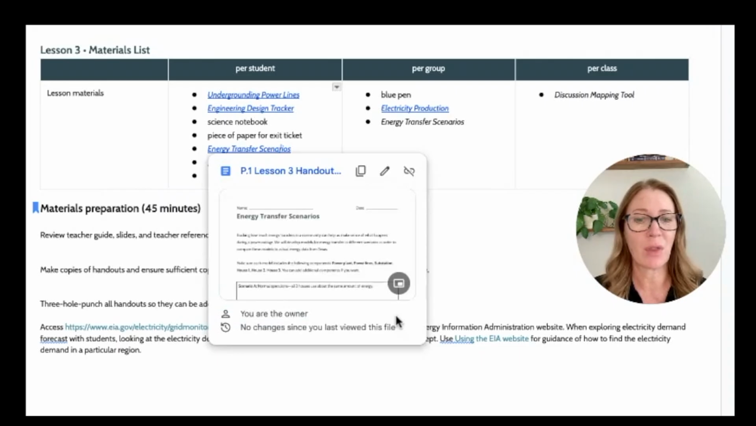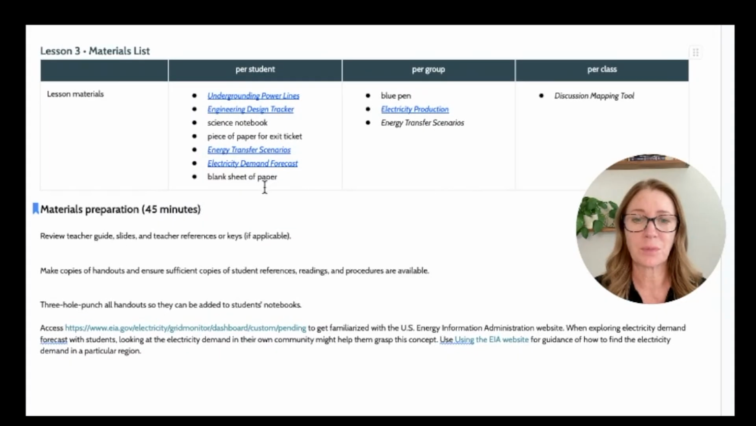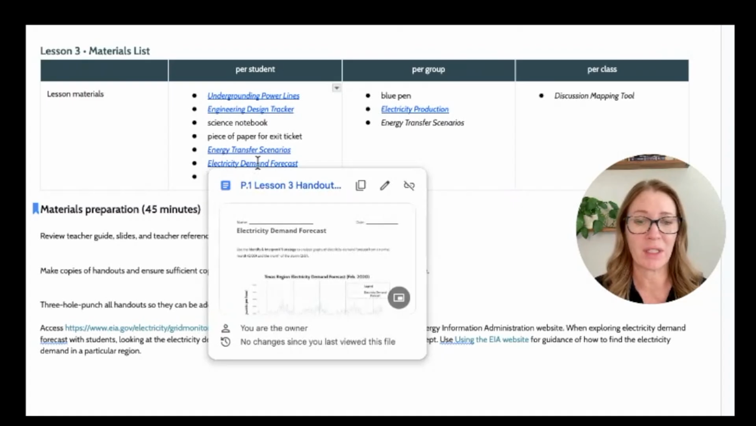Energy transfer scenarios. This is a handout that you will print out for students to diagram energy transfer in a few different scenarios. And then electricity demand forecast, you're looking at some graphs. Now, I will tell you the graphs are very, very light color.